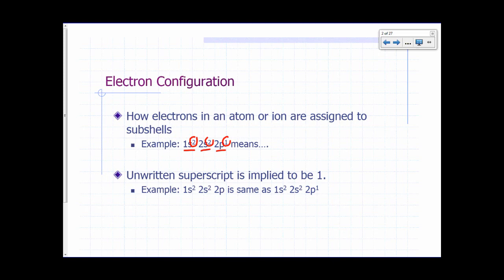And in this particular atom or ion, we have 2 electrons assigned to the 1s subshell, 2 electrons assigned to the 2s subshell, and 1 electron assigned to the 2p subshell. Now, when we write electron configurations, we may omit the superscript, and if that's omitted, then that is implied to be 1. So, for example, 1s2, 2s2, 2p1 can be written as 1s2, 2s2, 2p, okay?